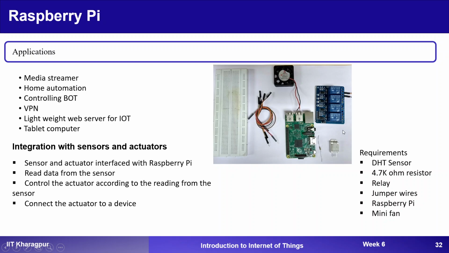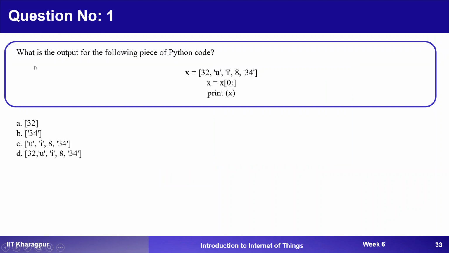Now the questions. The first question is: what is the output for the following piece of Python code? Here a list is given. x is equal to 32, then character u, character i, 8, and 34, which you can consider as a character or string. Now x is equal to x[0:]. Now print x. So what will be the output?